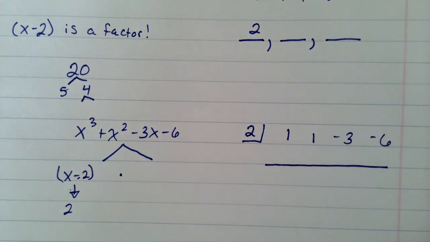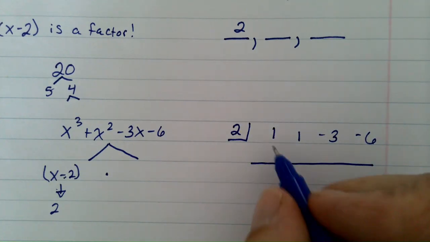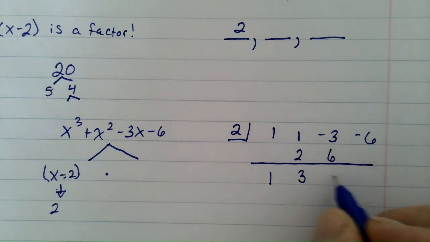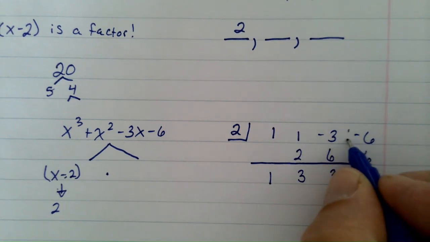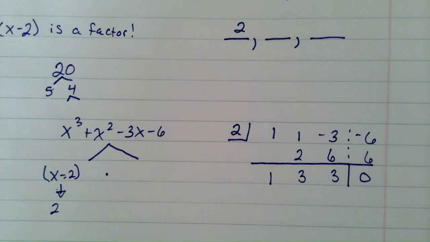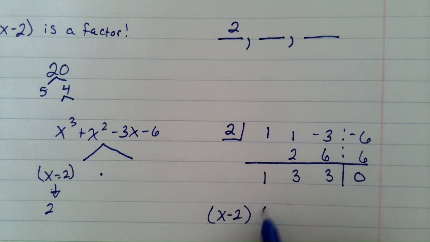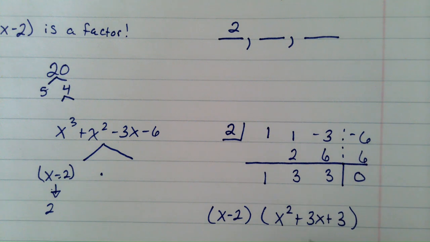Or you could factor by grouping, but I don't want to do factor by grouping. 1, 2, 3, 6, 3, 6. Perfect, that's a remainder of 0. So we factored it to x minus 2 times x squared plus 3x plus 3.